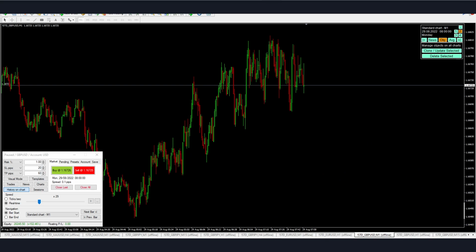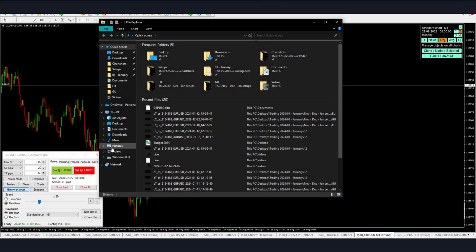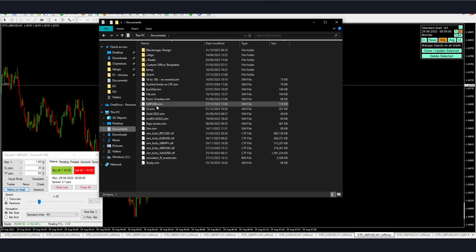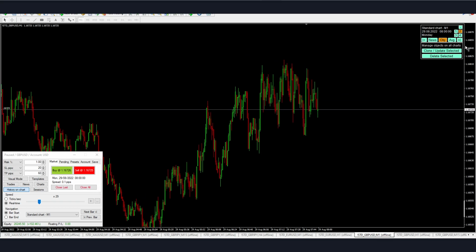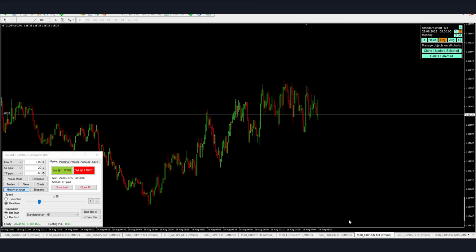I think I have other GBPUSD setups on the lower time frame. I was doing it with EURUSD. Well, anyway, it doesn't really matter, it doesn't change a thing.